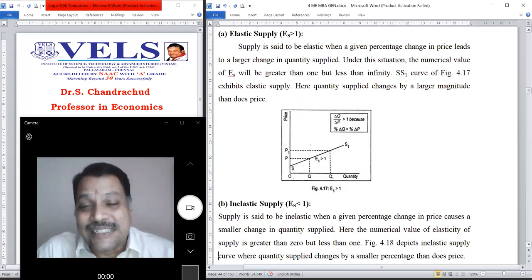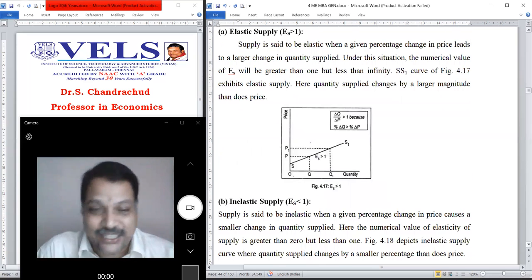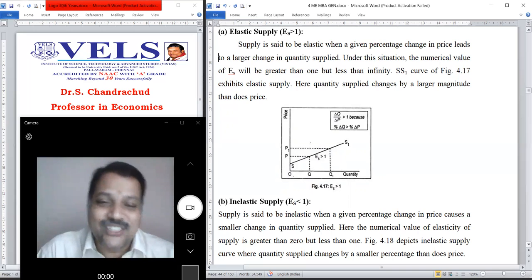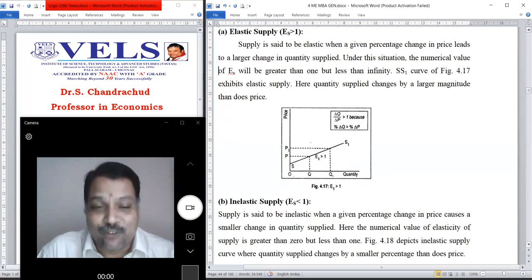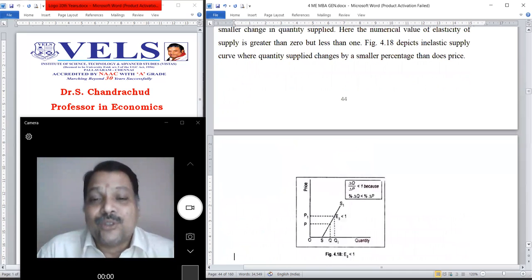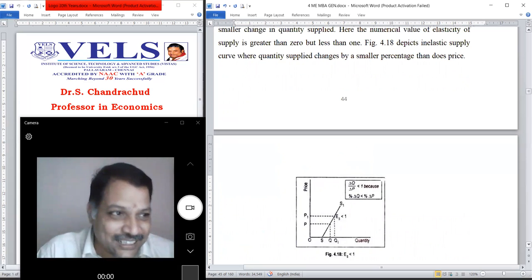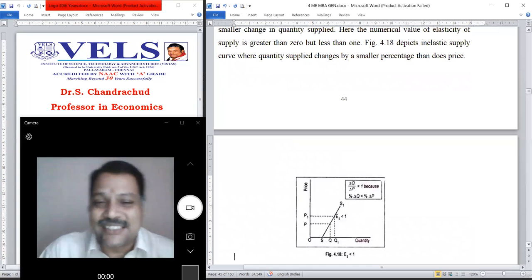Coming to inelastic supply, the value will be less than 1. The supply is said to be inelastic when a given percentage change in price causes a smaller change in the quantity supplied. Here, the numerical value of elasticity of supply is greater than 0 but less than 1. You can see in figure 4.18 the inelastic supply curve, where the quantity supplied changes by a smaller percentage than the price does. So when there is a lesser impact on the supply, then it is inelastic. The greater the supply impact, the more elastic it is.